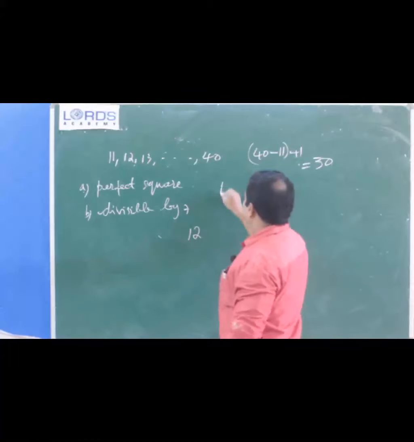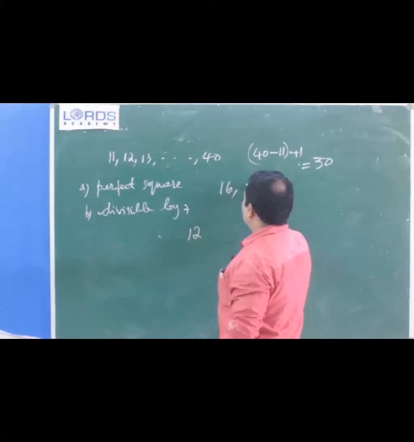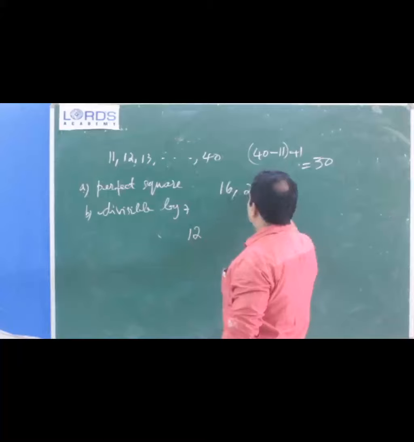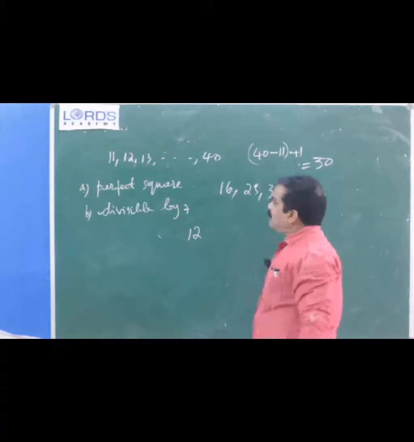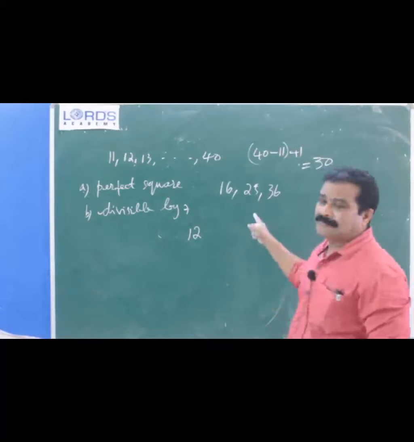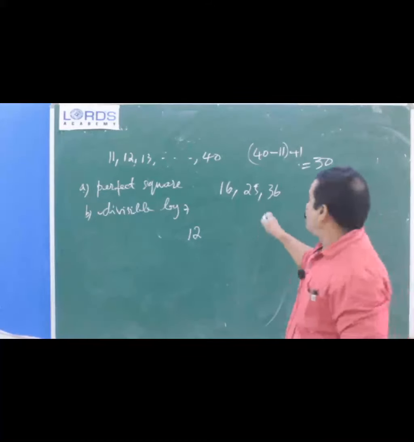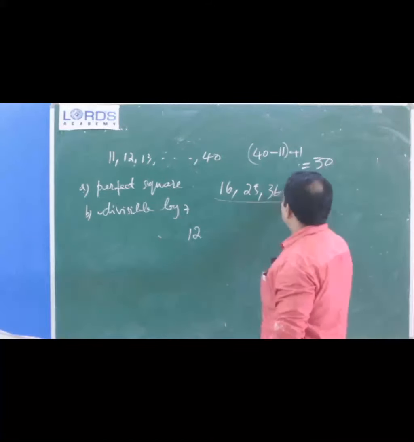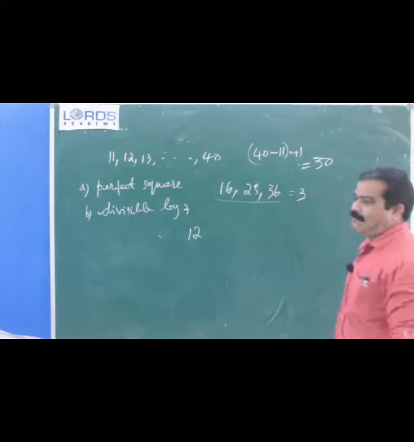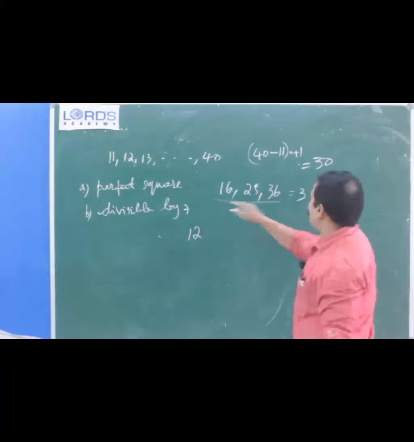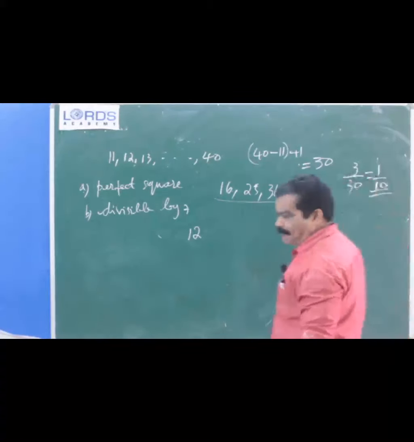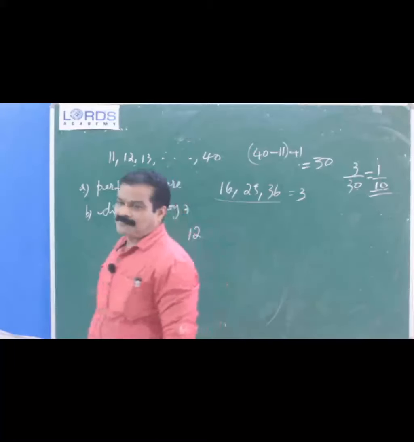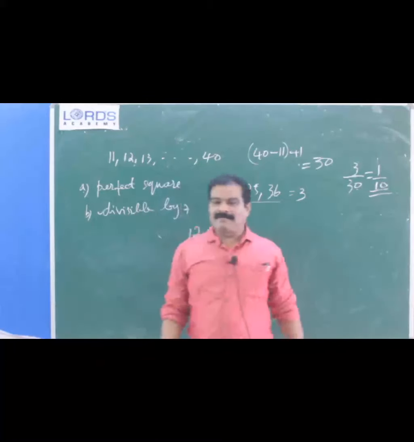Yes, 16. Yes, come on, 25. 36. Do you have any other squares? No. Then what is the number of favorable cases? 3. Therefore, the probability of getting a perfect square is equal to 3 by 30, that is equal to 1 by 10. Okay? 1 by 10.